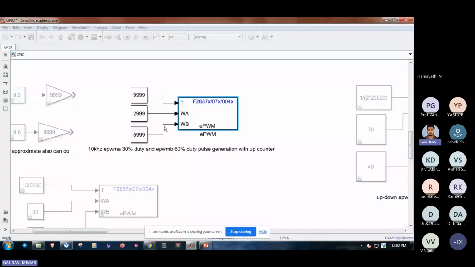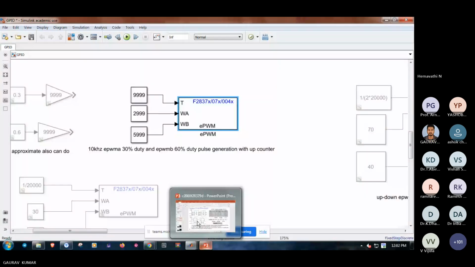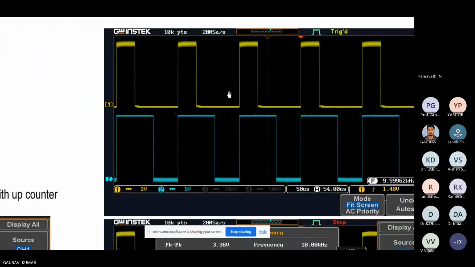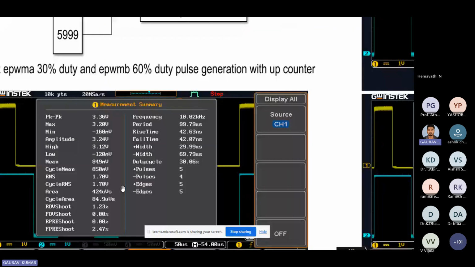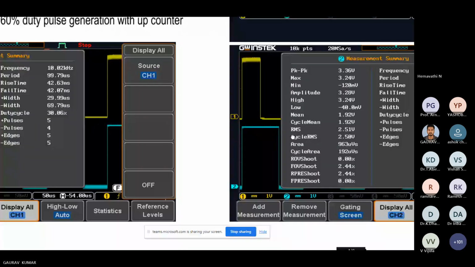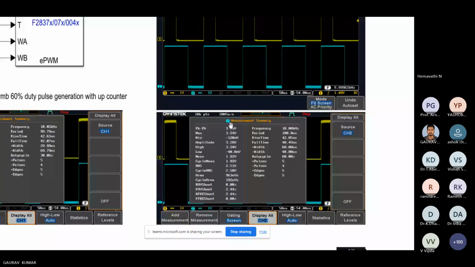Then we have, see, here you can see this is the 30% duty cycle. This is the 60% duty cycle. The first one is a 30% duty cycle with 10 kilohertz frequency, and the second one is a 60% duty cycle with 10 kilohertz frequency. Okay. Coming to the next slide.